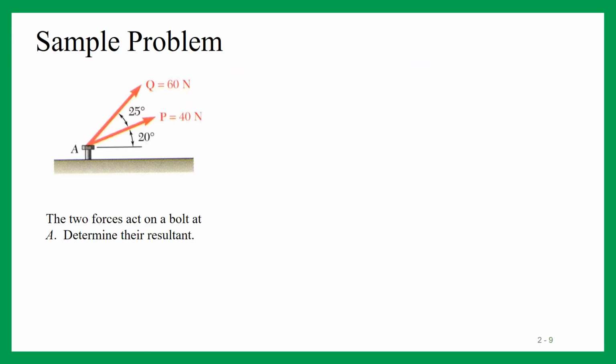Now we will solve a sample problem. This problem contains a bolt and two forces, P of 40 Newton and Q of 60 Newton, acting on this bolt. The inclination of force P is 20 degrees from horizontal, while the inclination of force Q is 25 degrees from P. So we have to find the resultant of these two forces.